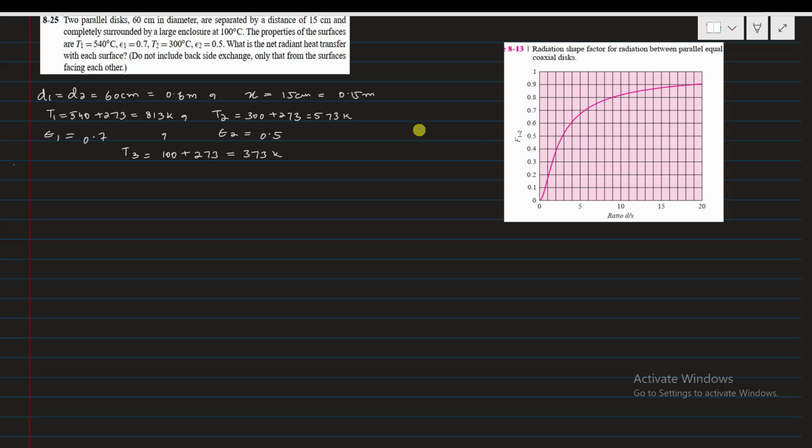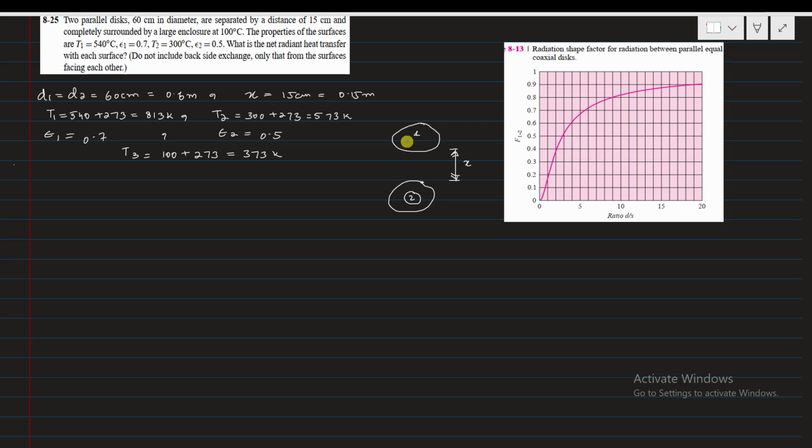So let's say this is disc 1, and this is disc 2. Both the discs have the same diameters, and the distance between these two discs is x. Okay, remember, whenever radiation occurs between two same-diameter discs, the shape factor can be calculated from this graph. So how do you calculate the shape factors for these two equal coaxial discs?